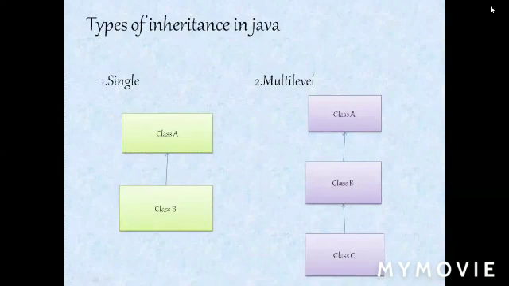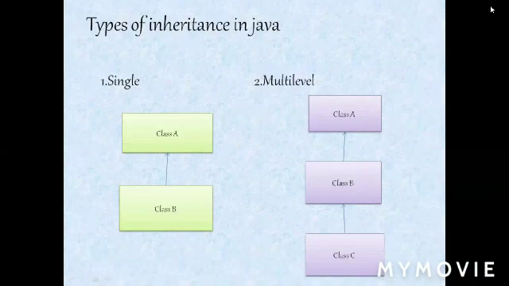Second one is multi-level inheritance. When a class extends a class which extends another class, that is called multi-level inheritance. For example, here class C extends class B and class B extends class A. So this type of inheritance is called multi-level inheritance.